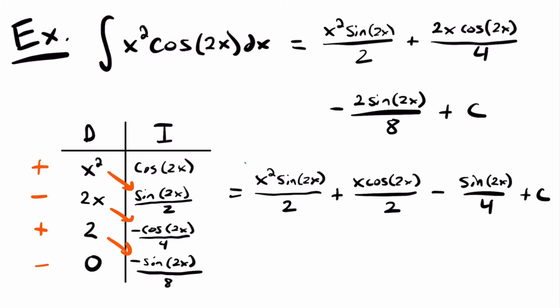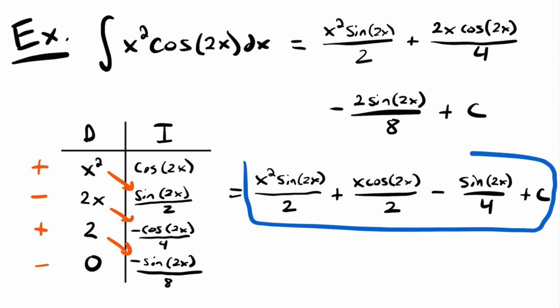Okay, and so then what we're left with here, these 4 terms, is the solution to this integral using integration by parts via the tabular method. It gives you the same answer that you would get if you were to use integration by parts with the traditional formula. Let's look at a different example.